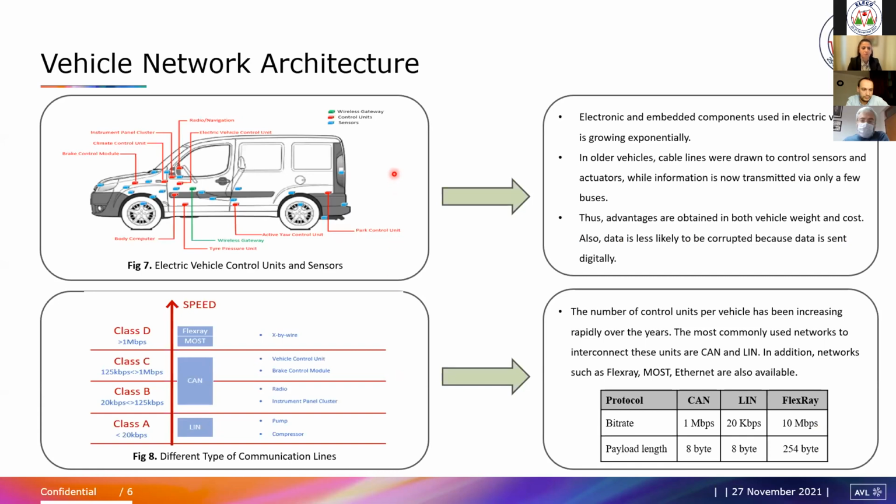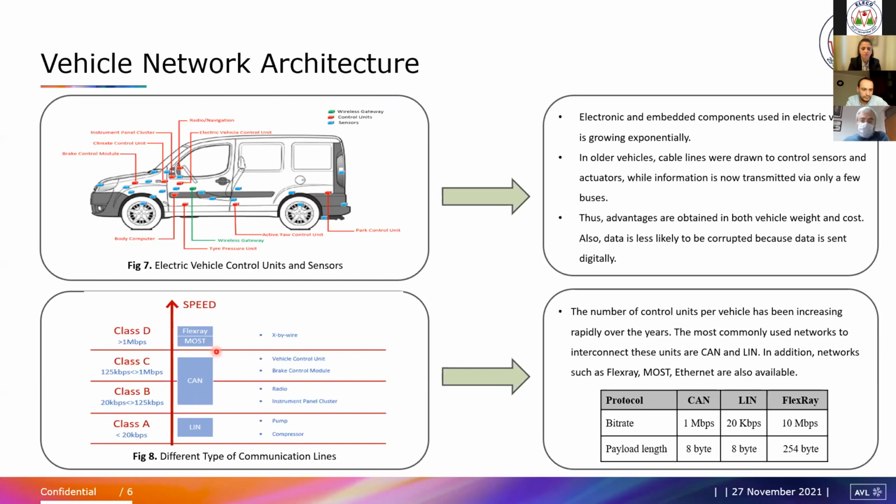Firstly, I would like to talk about the network architecture, because vehicles are much smarter than they were maybe 10 years ago. There are many control units, sensors, actuators, and smart devices in the vehicle, and these devices need to communicate with each other. Therefore, in the automotive industry, there are 4 main communication protocols we are using: LIN, CAN, FlexRay, and MOST.